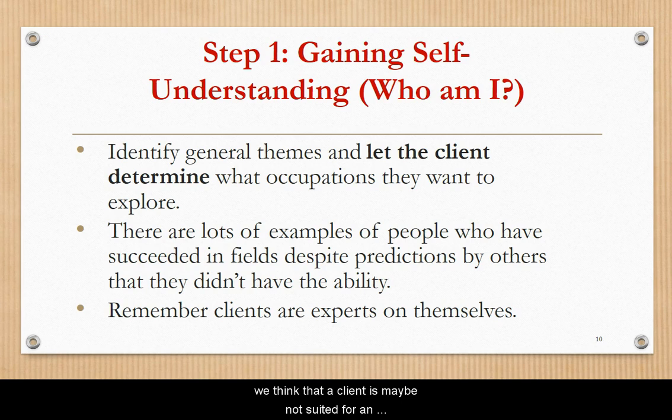And it's really important, in particular, if we think that a client is maybe not suited for an occupation or maybe doesn't have the right skills or qualities. We need to remember there are lots of examples of people who have succeeded in fields despite predictions by other people that they didn't have the ability. So we can find lots of examples of that. Even in the musical world, there are plenty of examples of groups that went on to become smash hits who were initially told by record producers, you don't have any talent, go home.